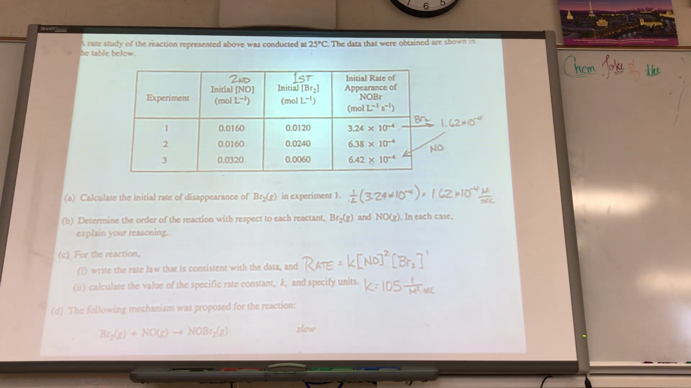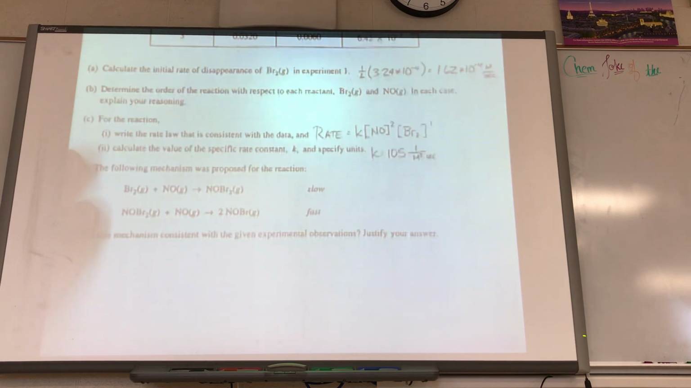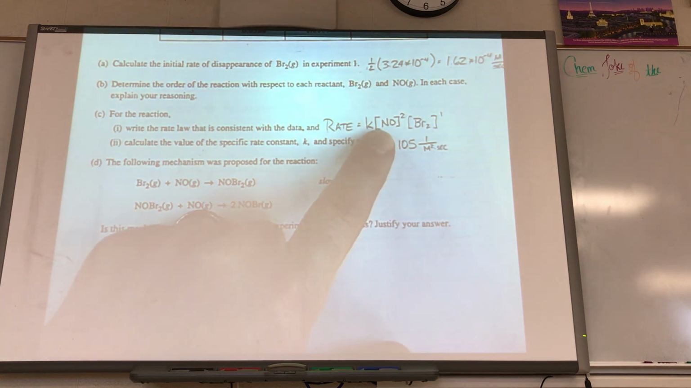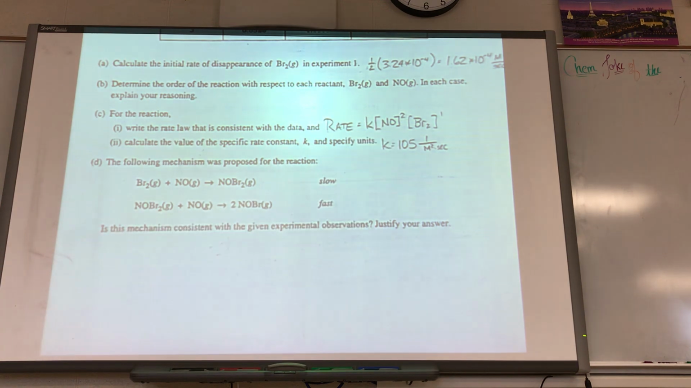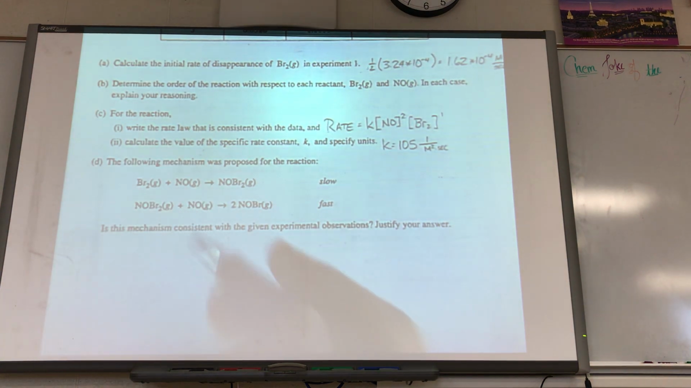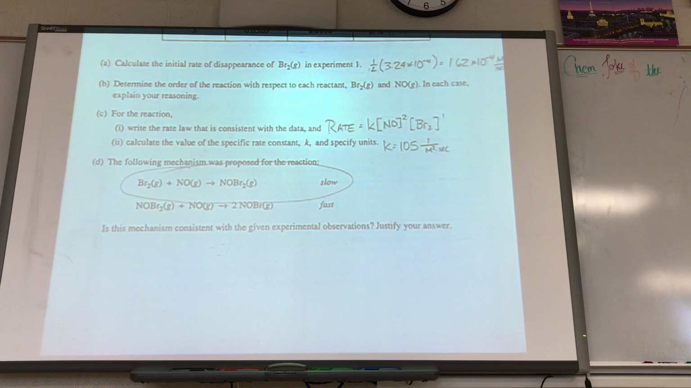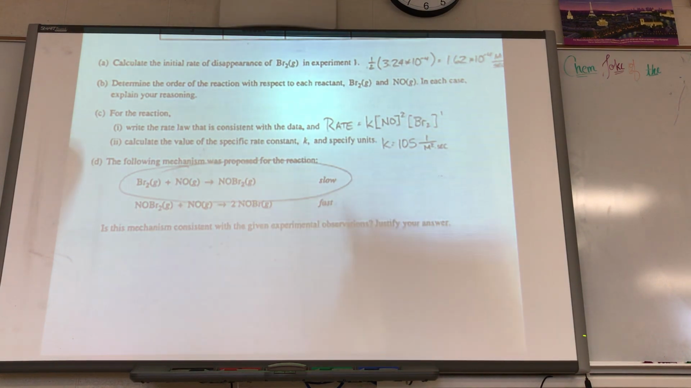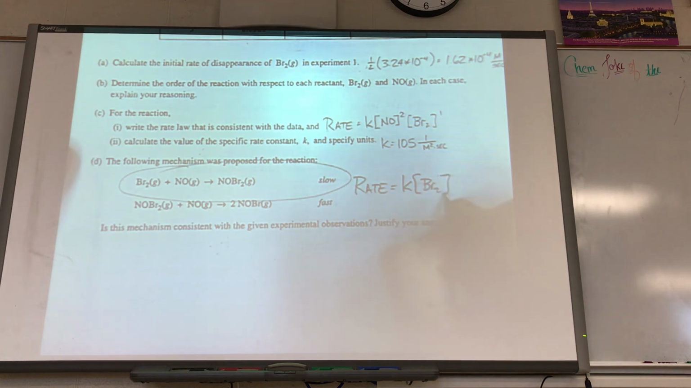Now the last question is D on this one. What did you put for that one? Does it agree or does it not agree? Or is it a consistent mechanism? The answer is no, it's not a consistent mechanism. Because the experimental rate law we found had an order of 2 for NO. When we look at a mechanism, all we care about is the slow step. In that slow step that I circled, that's the rate determining step. And the rate law, according to that, is rate equals K times whatever is reacting: 1 BR2 and 1 NO.